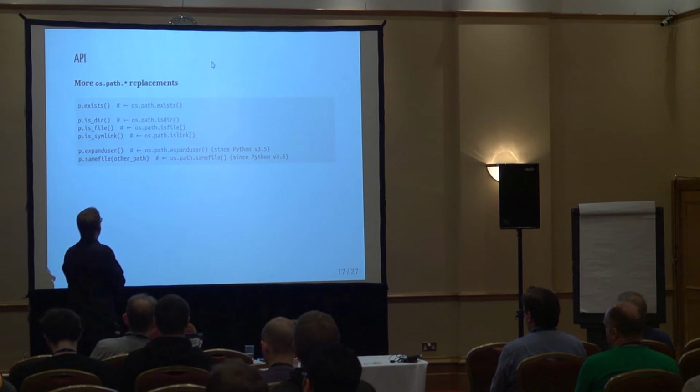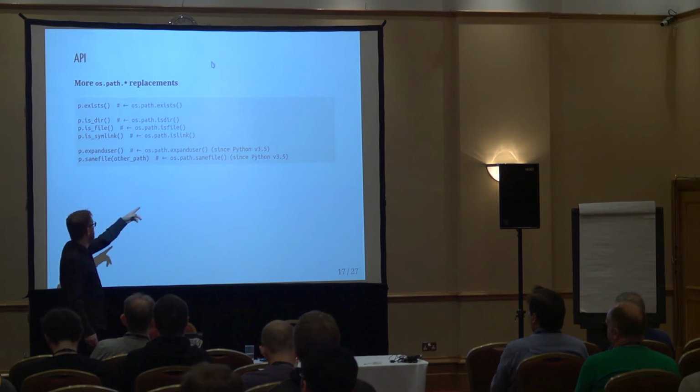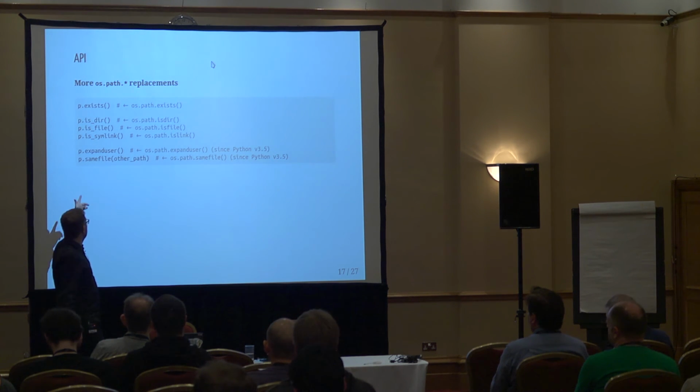More replacements for os.path functions. For a path p, you can just ask p.exists instead of os.path.exists. You have is_dir, is_file, is_symlink as you have in os.path. Since version 3.5, you also have expanduser, where you can expand a tilde expansion like you can with os.path.expanduser. And you also have .samefile.